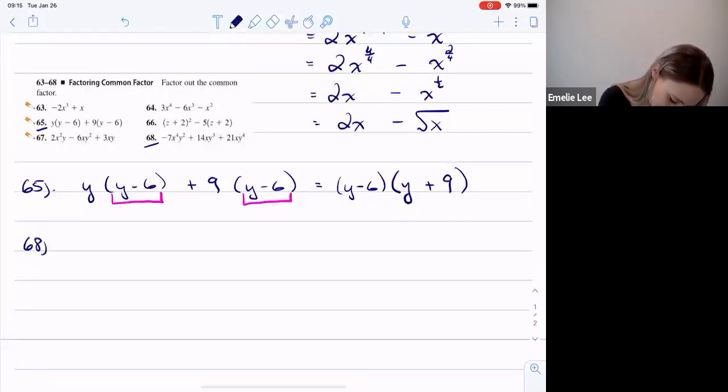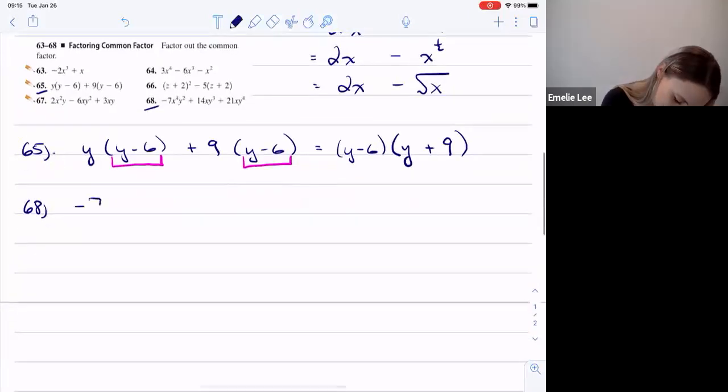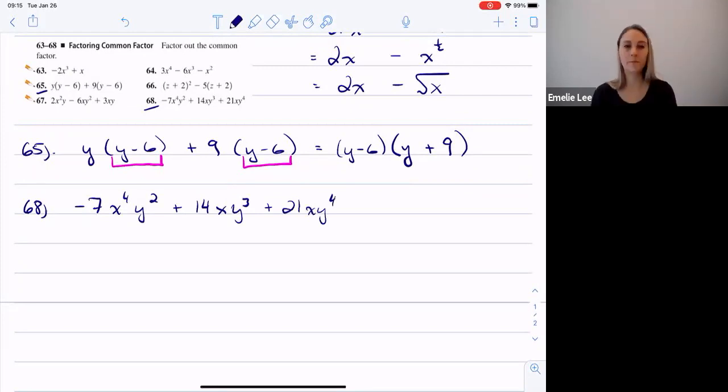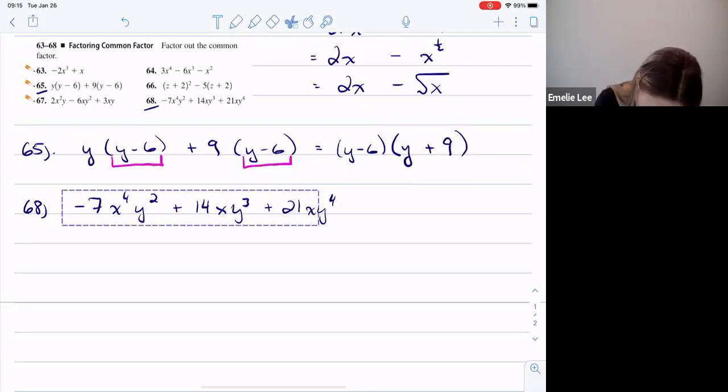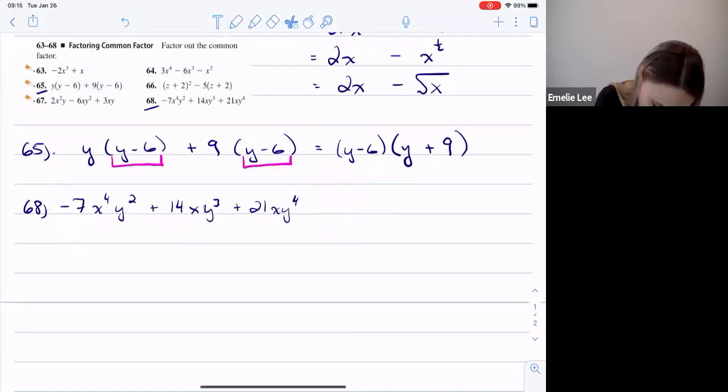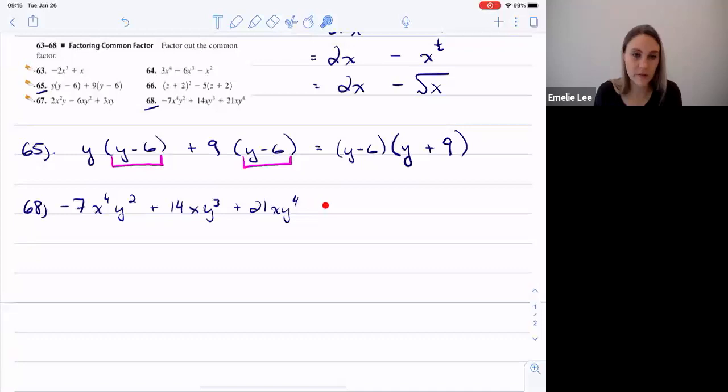So let's do 68. Negative 7x to the 4y squared plus 14x times y to the 3 plus 21x y to the 4th. Okay. So now, I probably should not have written so lofty here. I'm going to move it over there, just so I have room to write on the right-hand side.